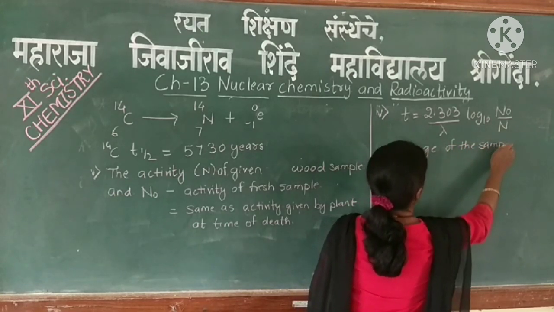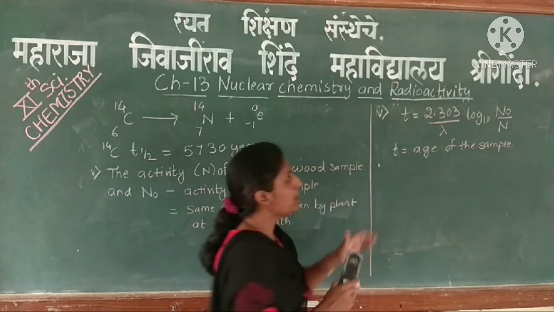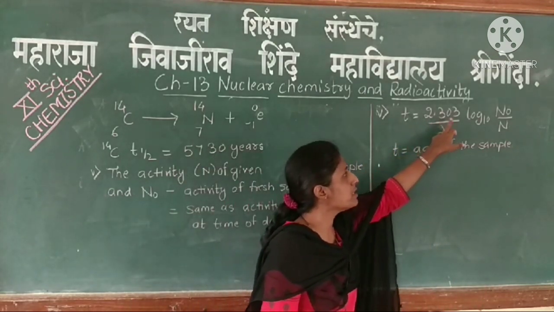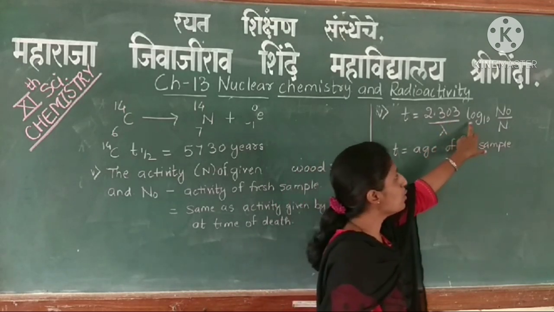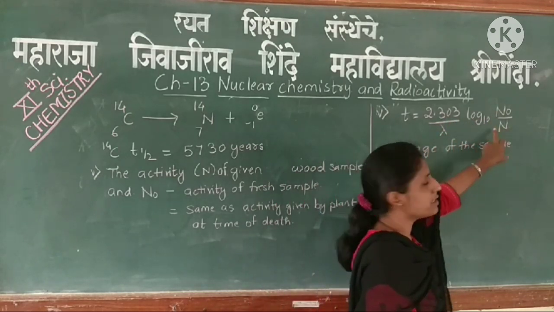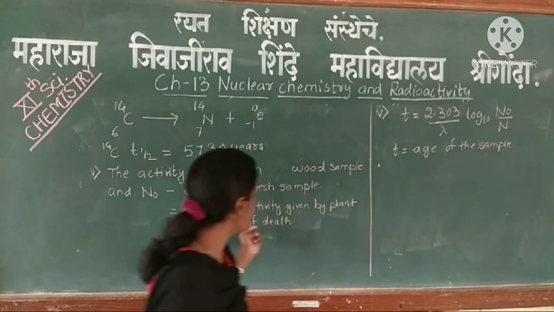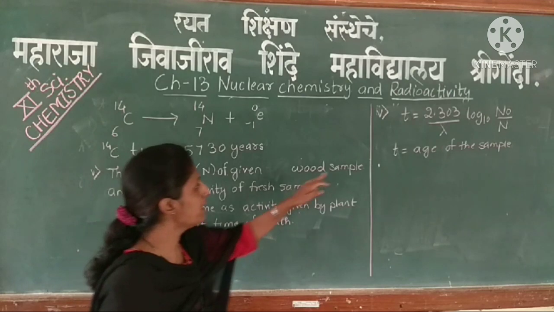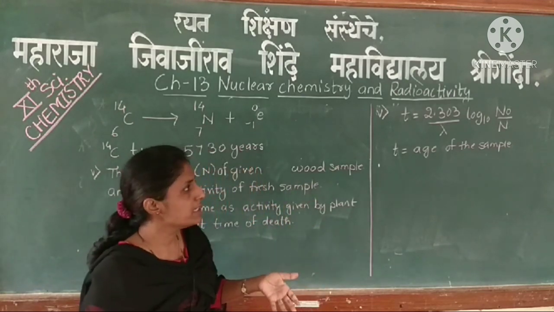T is the age of the sample. So how can you calculate it? You can calculate it using the decay constant formula, that is T is equal to 2.303 upon lambda into log to the base 10 of N0 by N. Now we know N0 is nothing but the activity of the fresh plant sample, and N is the activity of the current wood sample.